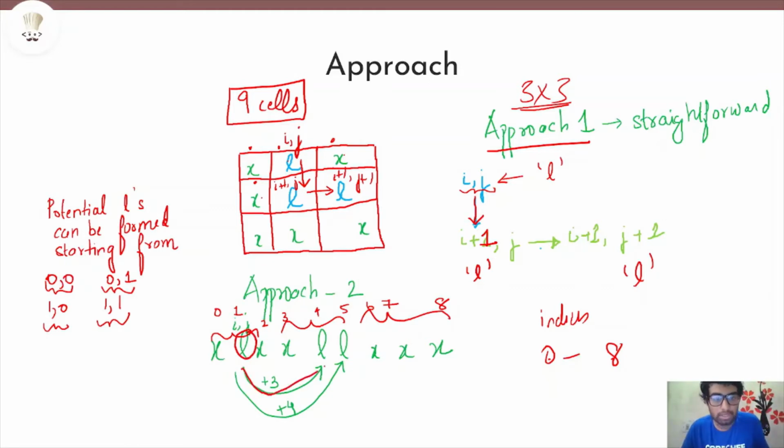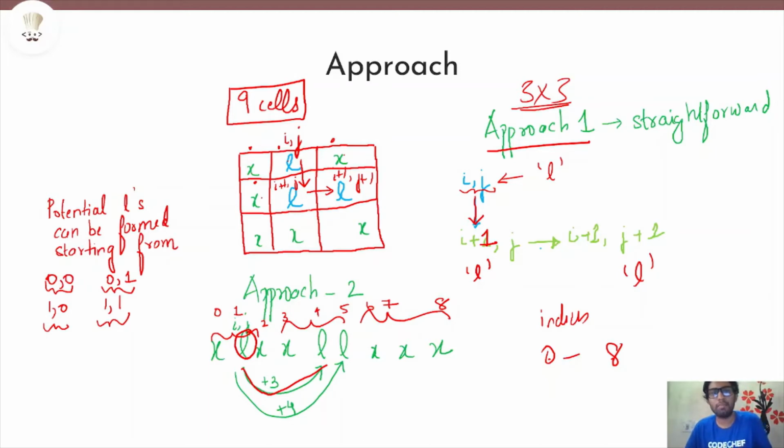Now, if I encounter this L here in my 1D array, is it sufficient to check plus 3 and plus 4? Why I'm saying plus 3 and plus 4 is that, let's say I'm flattening my grid as I did right here. So instead of checking for i plus 1, j, which I was doing previously, it is sufficient to check plus 3 here. Why plus 3?